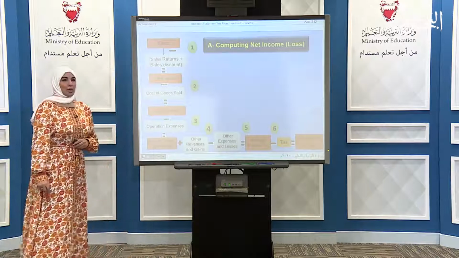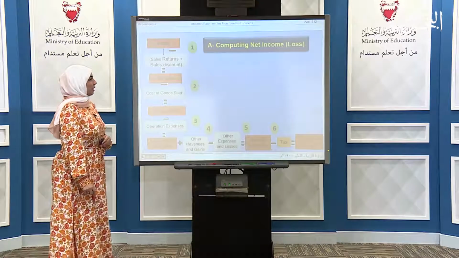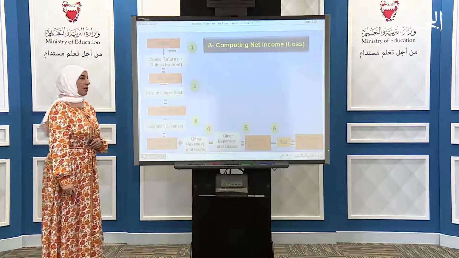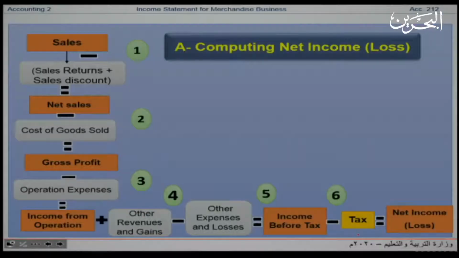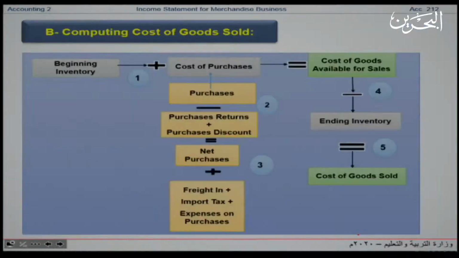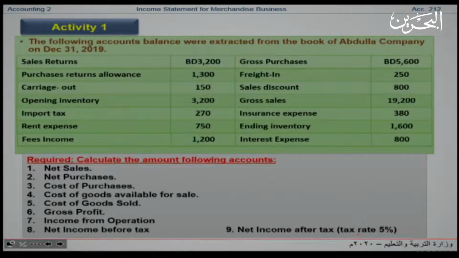Let us take a look about the computing of the net income or loss. When we want to compute the net income, we should cover all these steps, and we will explain it in our examples later. Secondly, the computing of cost of goods sold. When we want to compute the cost of goods sold, also we should cover all these stages, and we will take it in more details in the next example.